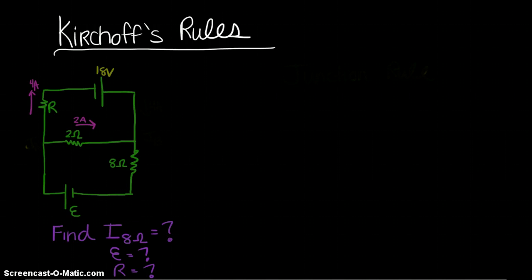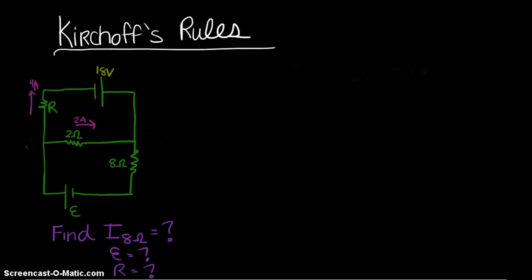Hey everyone, here is an example problem using Kirchhoff's rules. So we have another multi-loop circuit, and we need to find the current through the 8 ohm resistor, the EMF of the bottom battery, and there's this unknown resistor R up here that we need to find. Alright, so I'm going to start with finding the current through the 8 ohm resistor.